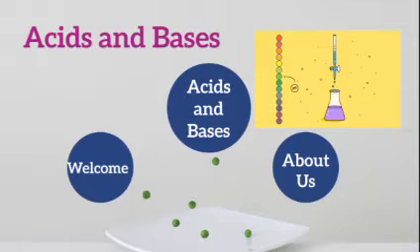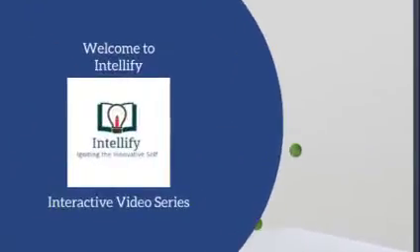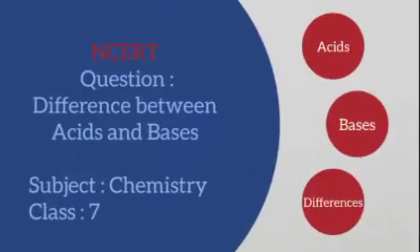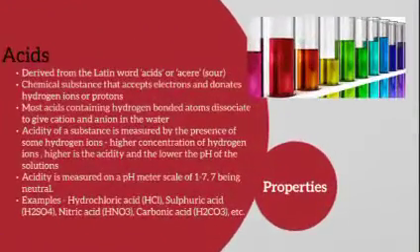So, to understand them, we first need to know their individual properties. Let's see what acids are and how their properties differ from base. The word acid is derived from the Latin word acidus or acere, which means sour. An acid is a chemical substance that accepts electrons and donates hydrogen ions or protons.